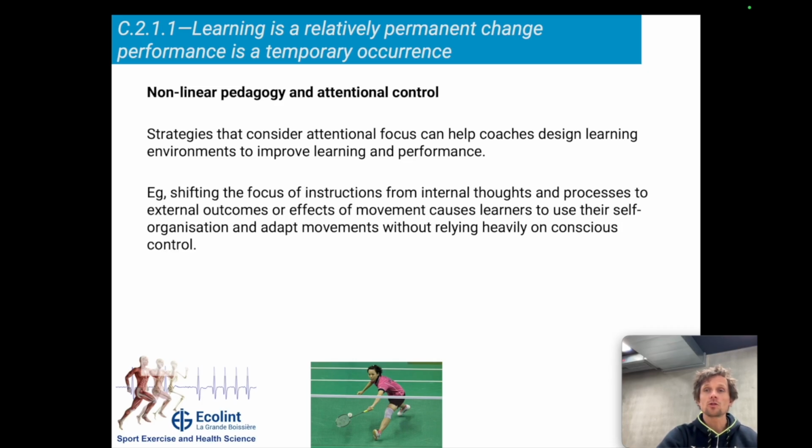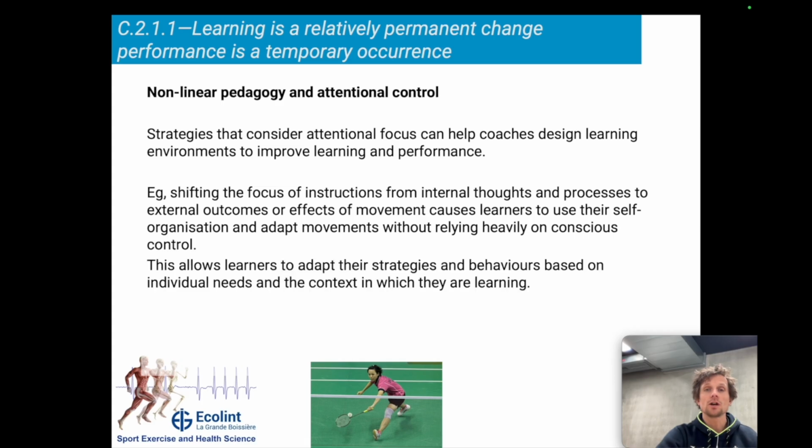For example, shifting focus of instructions from internal thoughts and processes to external outcomes or effects of the movement causes learners to use their self-organization and adapt movements without relying upon conscious control or instructions from the coaches. This encourages learners to adapt their strategies and behaviors based on the individual needs of the specific situation that they are experiencing. So by prompting athletes to switch the focus of attentional control from broad to narrow, internal to external, we can promote that adaptation that is so highly sought after by a non-linear pedagogical design.